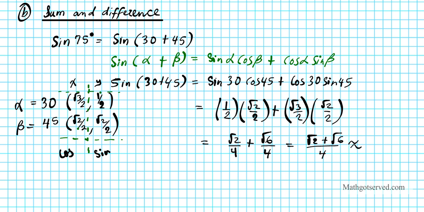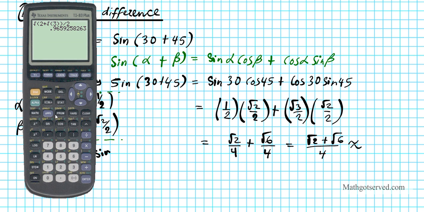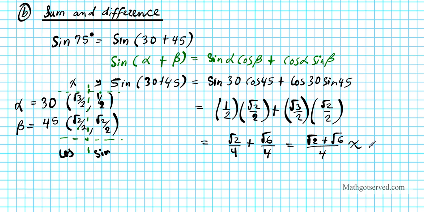Be careful how you enter this in the calculator. Use parentheses first to group the numerator together, since we have multiple terms there. So parentheses, the square root of 2 plus the square root of 6, close the numerator, divided by 4. The answer is 0.9659. Exactly, we have a perfect match. So this is approximately 0.9659.